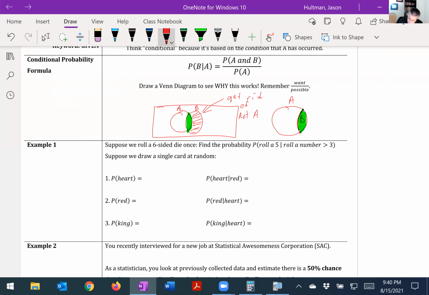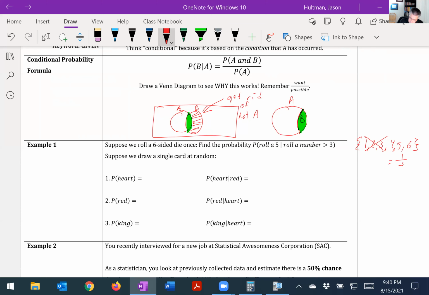Probability of rolling a 5 given that we already know it's a roll greater than 3. In our sample space 1, 2, 3, 4, 5, 6, we already know that it's going to be a 4, 5, or 6. We already know that it has to be a number greater than 3. So instead of rolling a 5 being 1 out of 6, now it's 1 out of 3. If we were to use the formula, this is 1 out of 3 now.